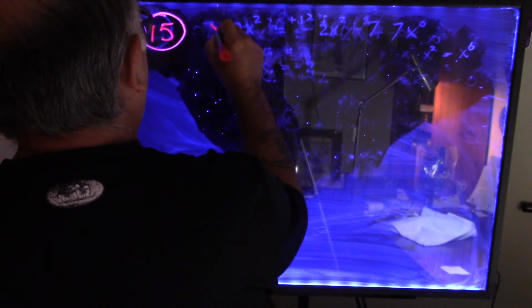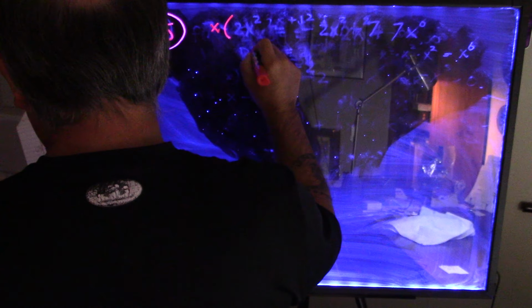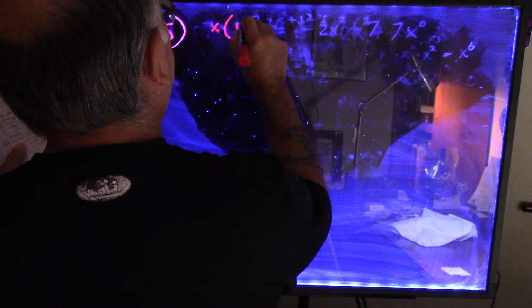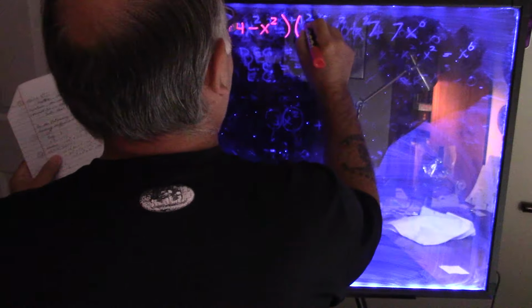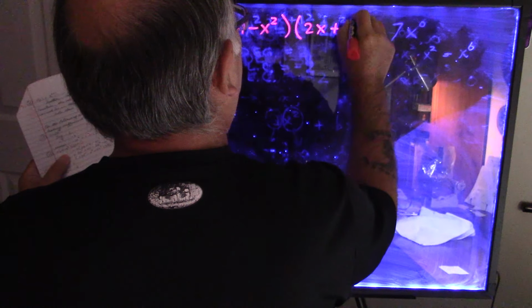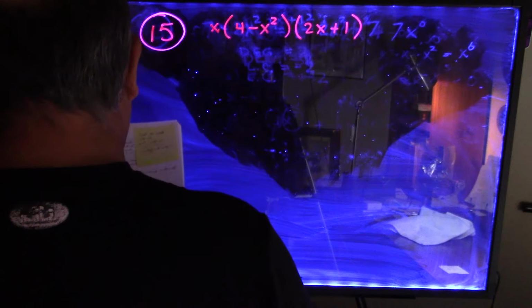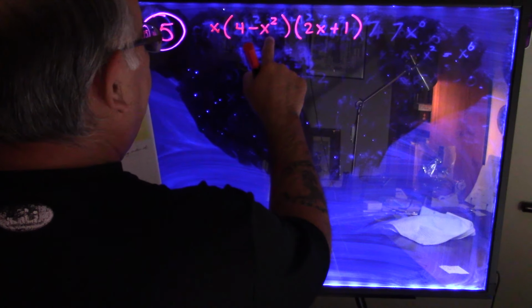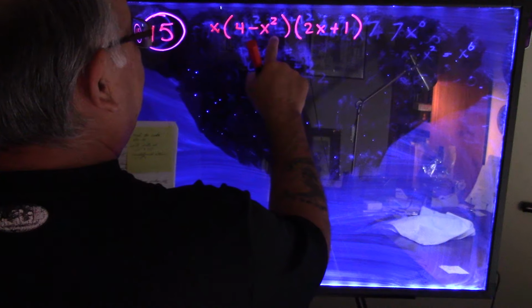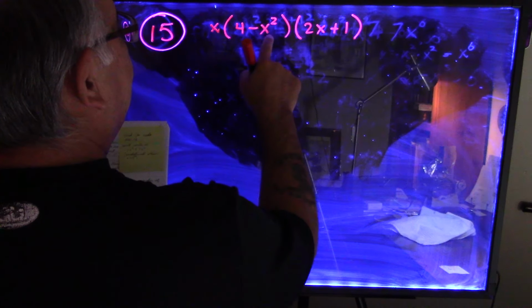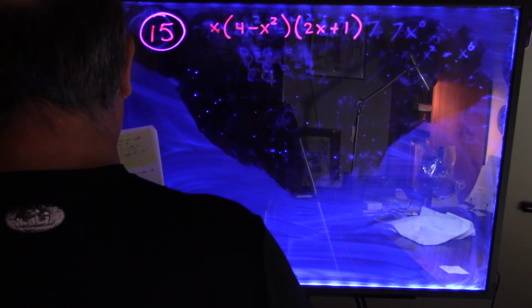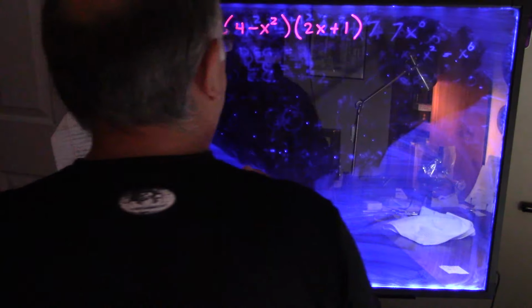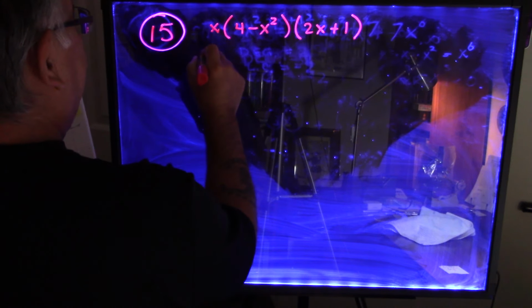Number 15, we have x times the quantity 4 minus x squared times the quantity 2x plus 1. Okay, so I can already tell what the degree is going to be, right? You have x to the 1, times x squared, that's x cubed, times x, that's going to be x to the 4th, all right? I don't know what the leading coefficient is just yet, so let's find out. We'll have to multiply this out.